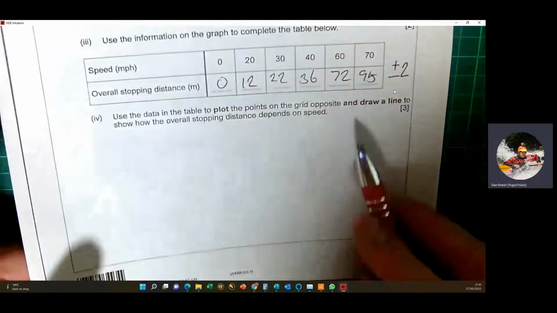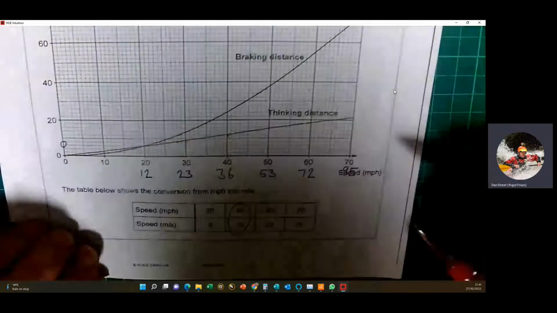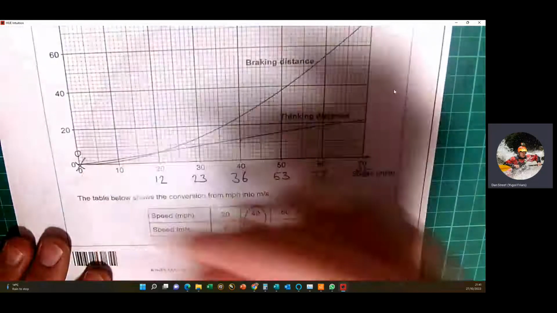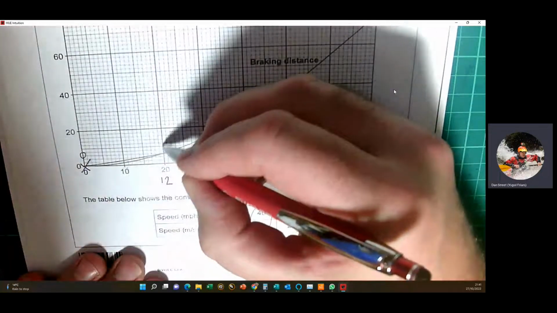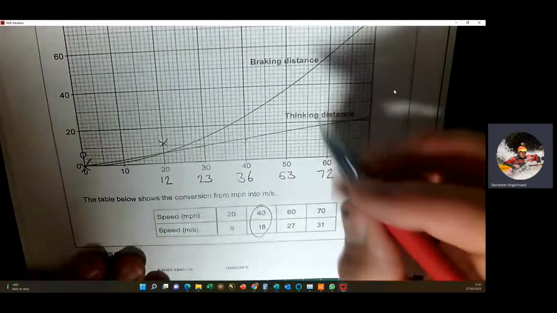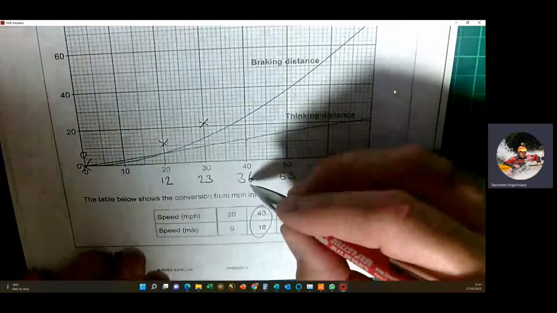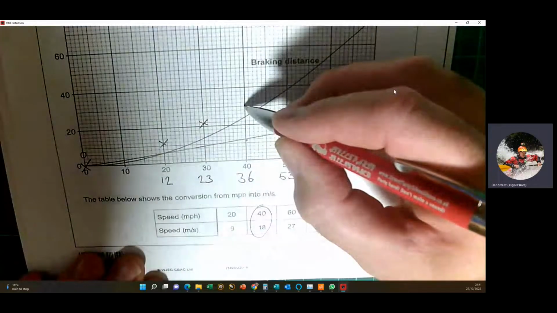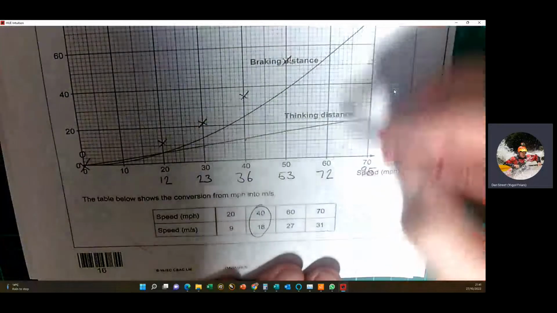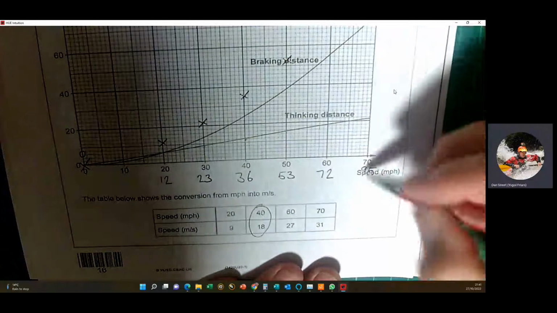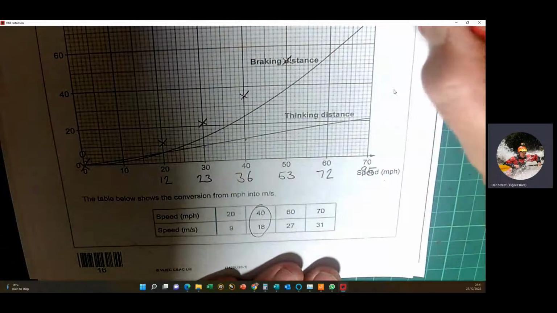Okay, so at 0, obviously we had a 0. At 20, we had 12, which would be there. At 30, we had 22, which would be there. At 40, we had 36, which would be there. And then we had 53, which would be there. And then we've got 72, which would be there. And 95, which would be there.